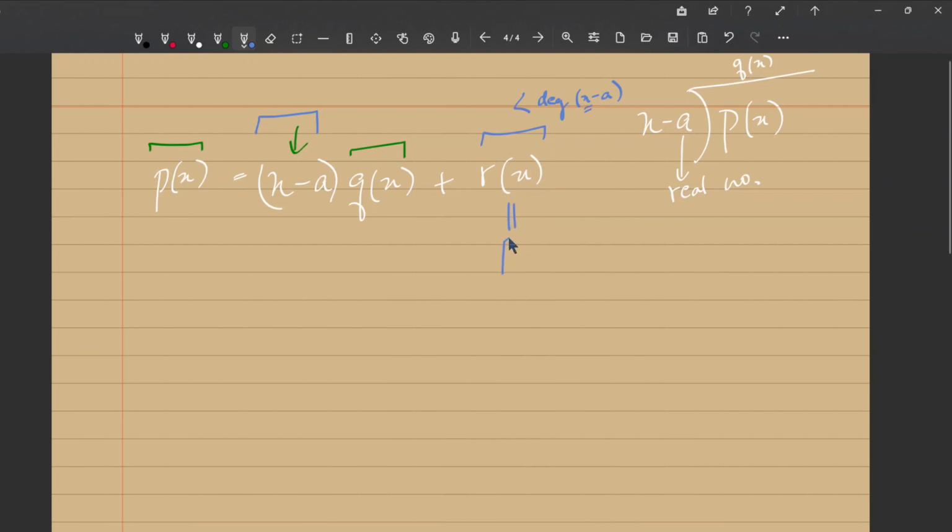A degree of 0 means it's just x to the power 0 times some constant. So it can be equal to any constant r, where r is any real number again. So p of x can be written as x minus a times q of x plus r.